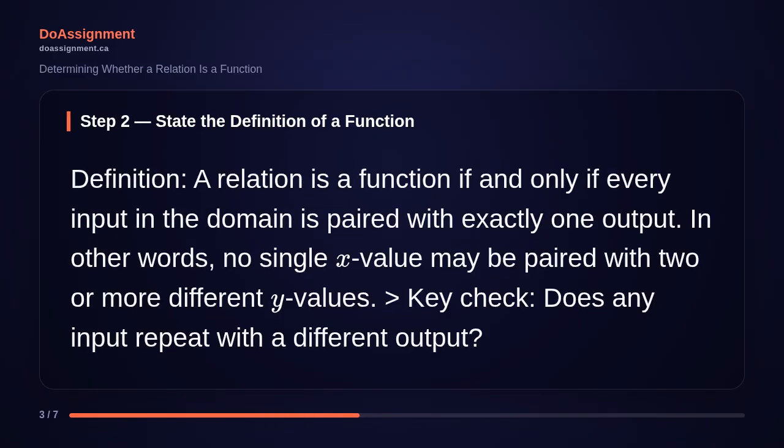Before we can answer, we need the definition of a function. A relation is a function if and only if every input is paired with exactly one output. So the key question to ask is, does any input value appear more than once with a different output?